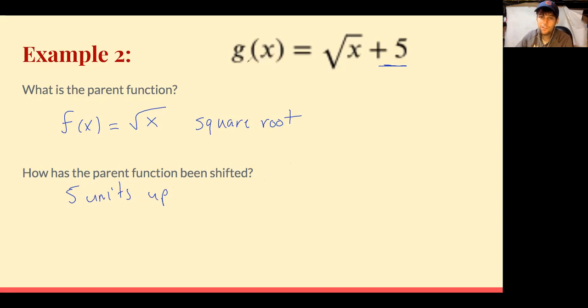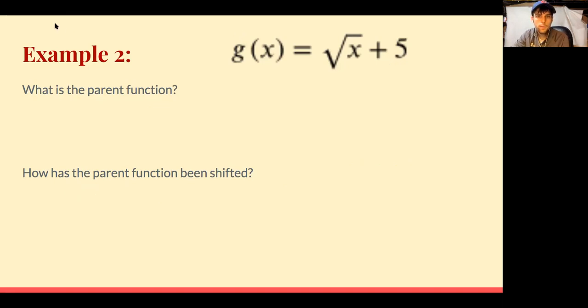And again, I can write g of x in terms of f of x, right? So I'm going to go ahead and do that. G of x is equal to our function f of x, right? Same thing, it's got the same square root, but then what we did was add 5 onto the end of it, representing that shift upwards of 5 units. So that's how we can write our function g of x in terms of the parent function that we identified, the square root there.